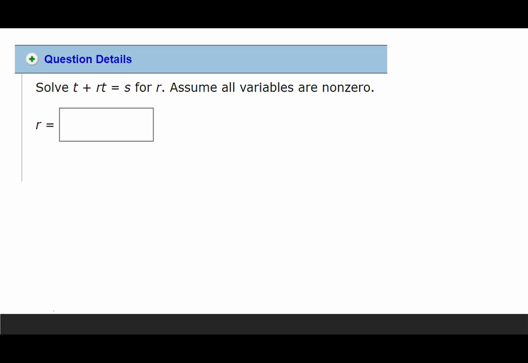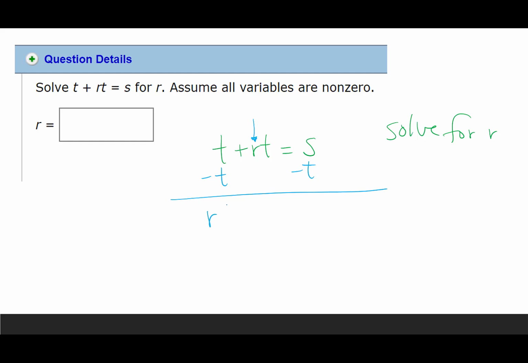Okay, another part of problem solving is taking an abstract equation and rearranging the terms to solve for a specific variable. In this example, you have t plus rt equals s. We have no idea what that equation represents, but the instructions say solve for r. So the first thing you need to do is subtract t from both sides. So now we have r times t equals s minus t.